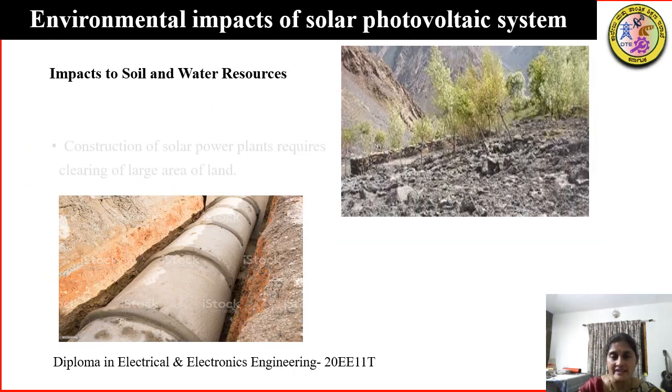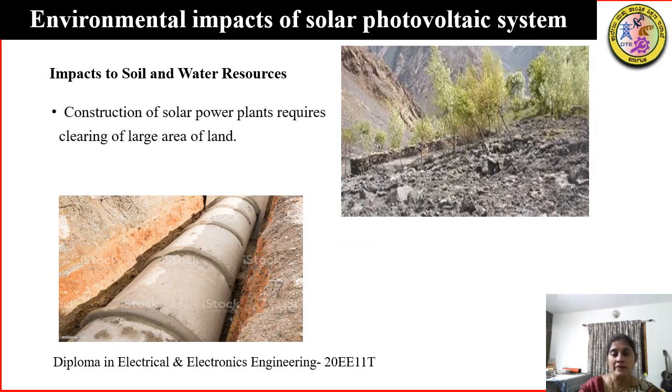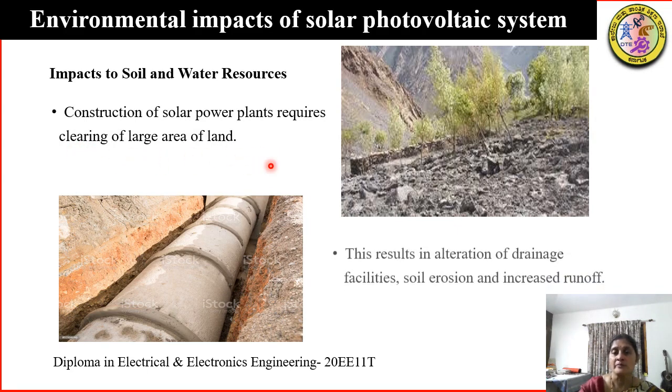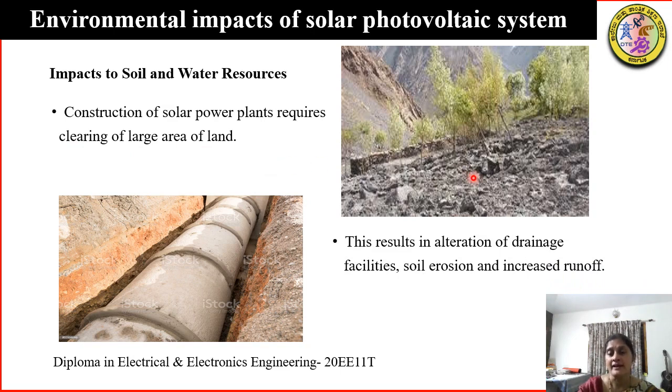When we want to establish a solar power plant, it requires clearing a large area of land. So the land becomes very plain and there will be diversion of the already existing drainage facility. Due to the free flow of water, there can be soil erosion, and because of continuous flow of water over the land, there can be increased runoff. The increased runoff leads to a reduced water table because there is no stagnation of water at a particular place.